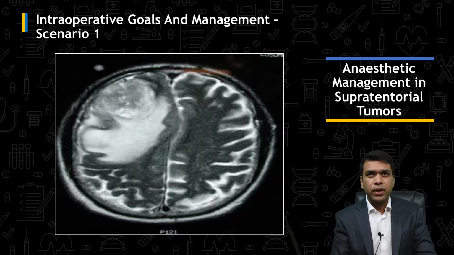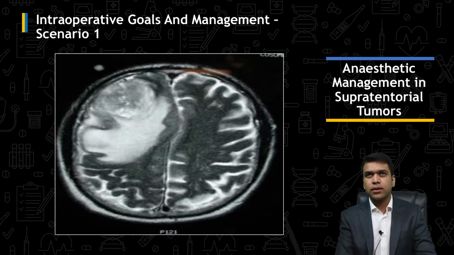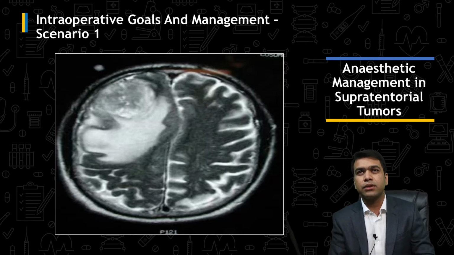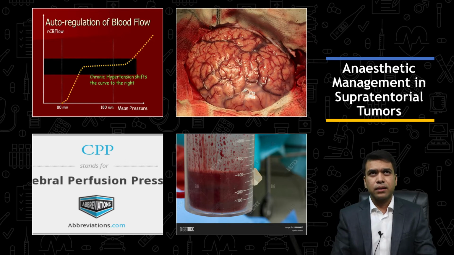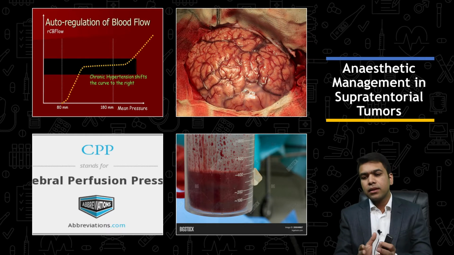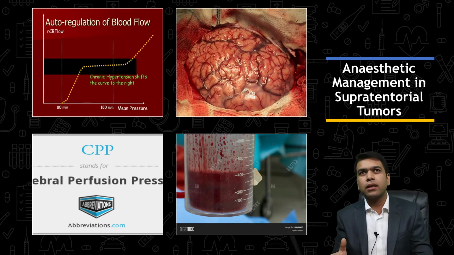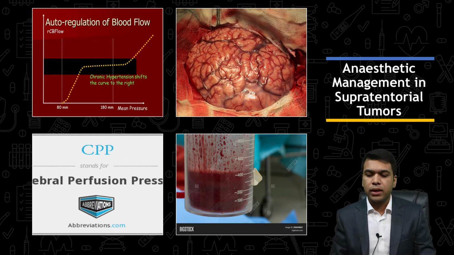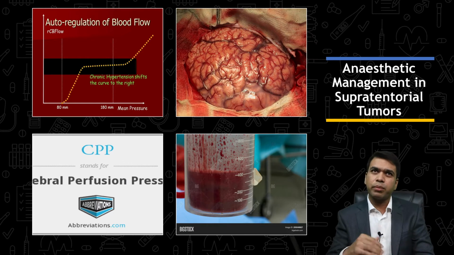So after the preoperative evaluation, let us go to the intraoperative goals and management in scenario 1, that is the right frontal big lesion with perilesional edema. Here what you need to understand is autoregulation of the brain. Autoregulation is the capacity of the brain to control the blood flow at a particular range of blood pressures. Unfortunately, studies show that if the midline shift is more than 5 millimeters, autoregulation of the brain will not be functional. So the brain becomes more pressure passive.